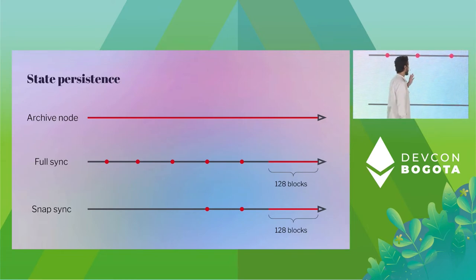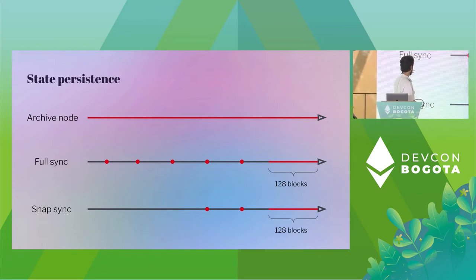Now, anything beyond that is persisted to disk only periodically, roughly every 2 hours. So every 2 hours, the state for a block will be persisted to disk. And because we synced from genesis, that means we have the state of a block roughly every 2 hours from genesis on until the more recent ones.